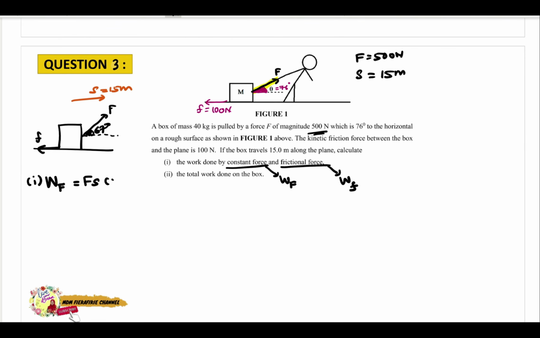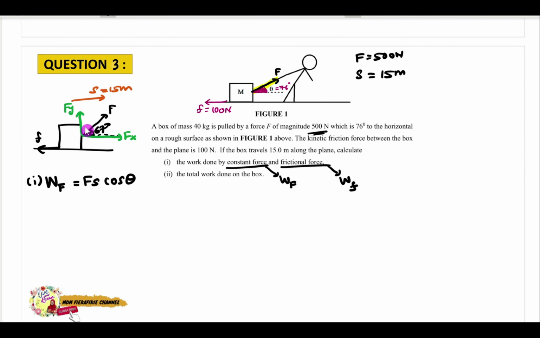So F S cos theta. By definition, the work done is F S cos theta, so you can resolve F if you want. Let's say you want to resolve F into Fx and Fy. Between Fx and Fy, we will choose the force Fx. Why? Because Fx is the same direction as S, so the angle will be zero. So the work done will be maximum if we choose Fx.